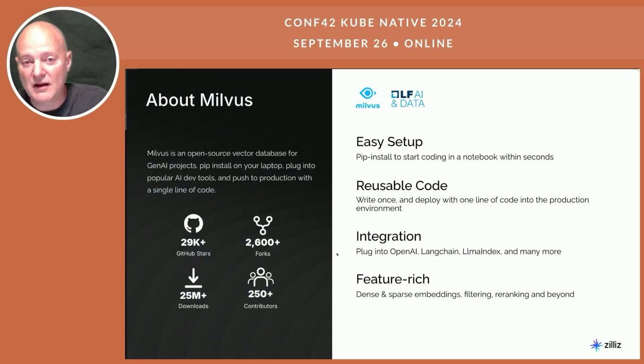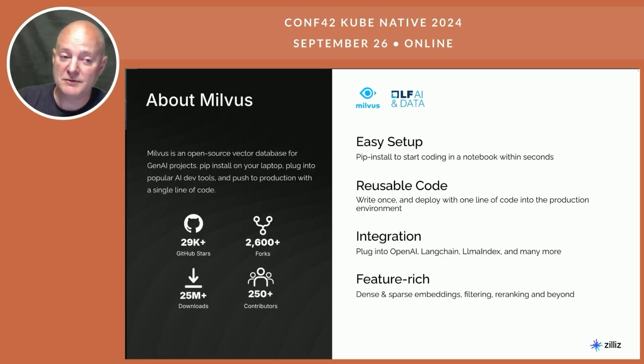Now, Milvus has been around for a while here. It is part of the Linux Foundation AI and Data. It is Apache licensed, almost 30,000 stars, a lot of people using this. Download numbers go up all the time. You could start off with just a pip install in a Jupyter notebook and be ready to go. Code's very reusable. Write it against something that just runs on your laptop, then run out to the biggest Kubernetes cluster ever. And it integrates with all the things that you're used to using already, whether it's OpenAI, LangChain, Llama Index, whatever it is.